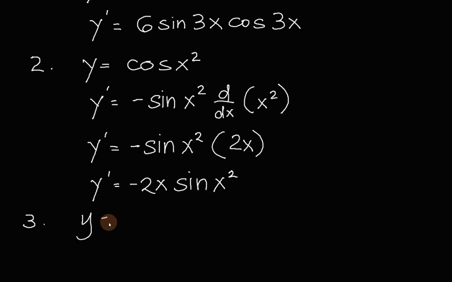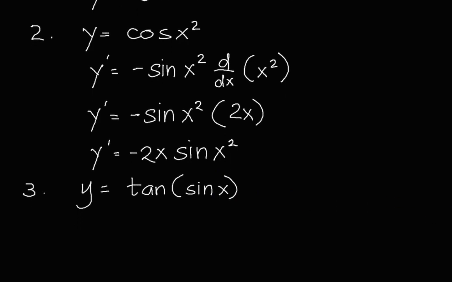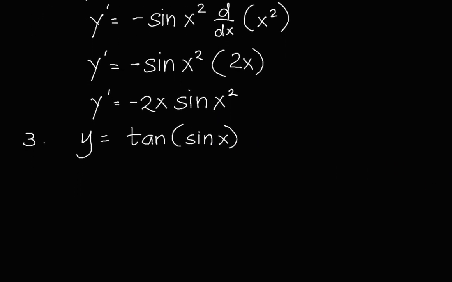Okay, so how about we have this one? Say y equals tangent of sine x. In this part, the angle is the sine x. And the function that we're talking about here is the tangent function. So its derivative is y prime equals, the derivative of tangent is secant squared, so that's secant squared of sine x.